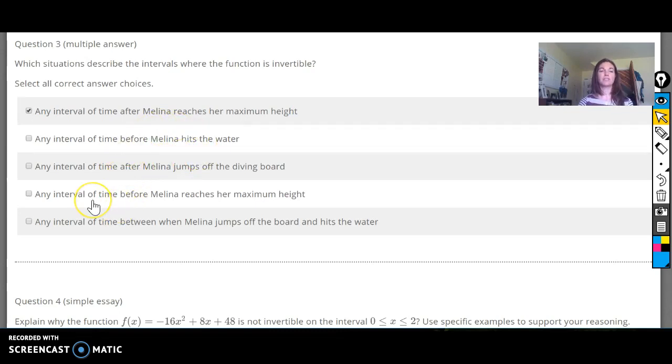Any interval of time before she reaches her max height. So that's x less than 1/4, which we decided would work. And any interval of time between when she jumps off the board and hits the water. Well, that's the same as the other two that didn't work. So the only ones that'll work are the intervals of time before or after she reaches her maximum height. Not together, before or after.